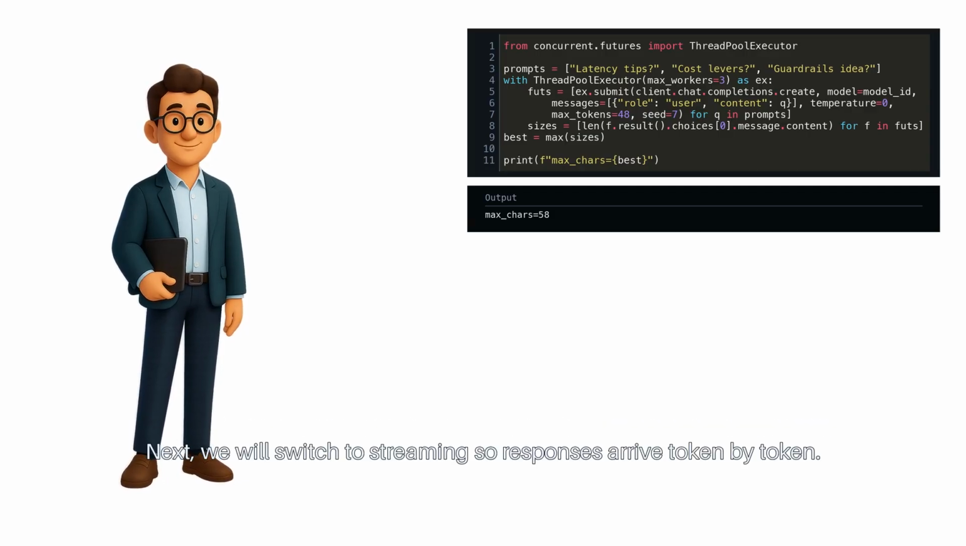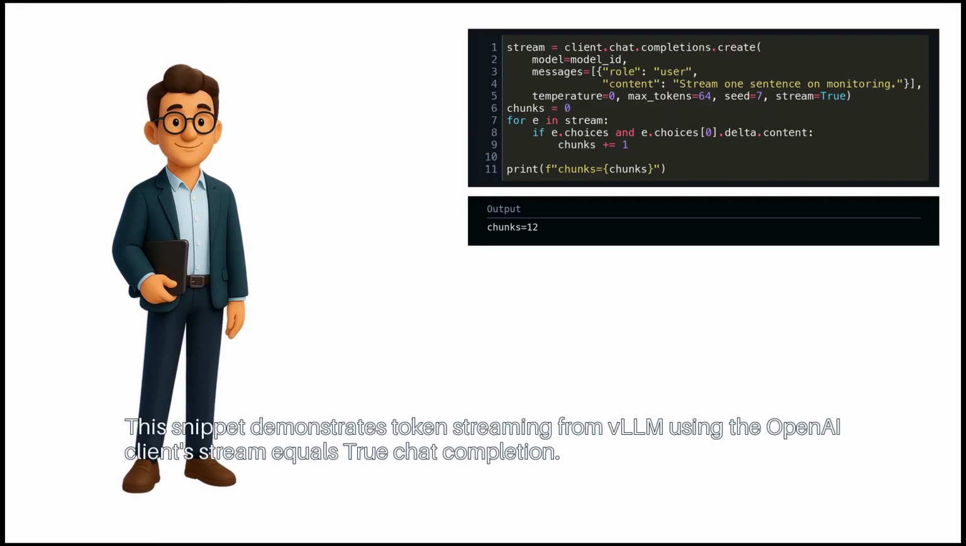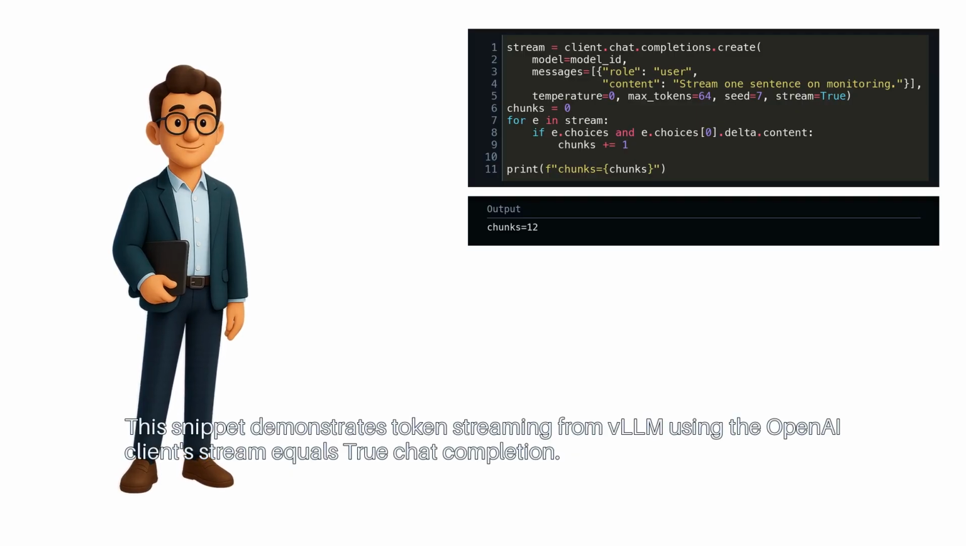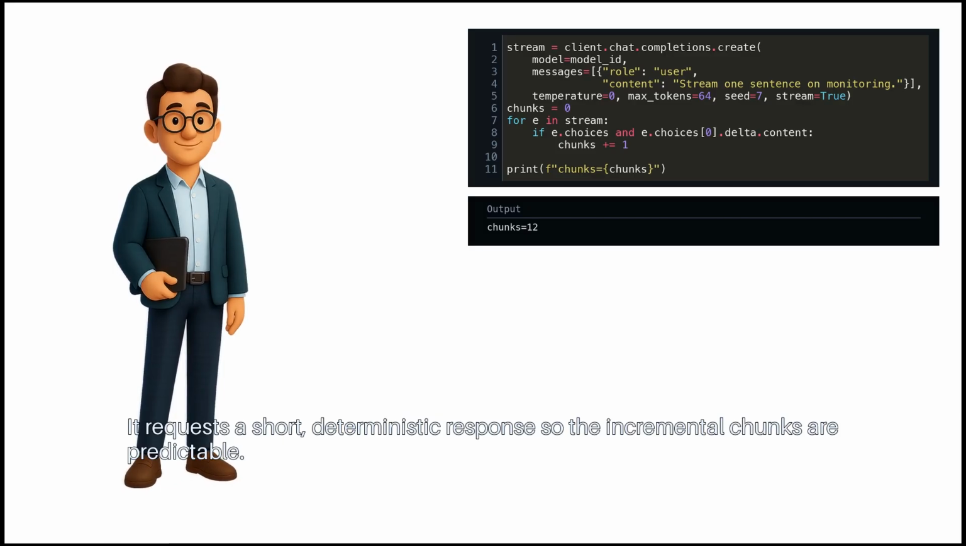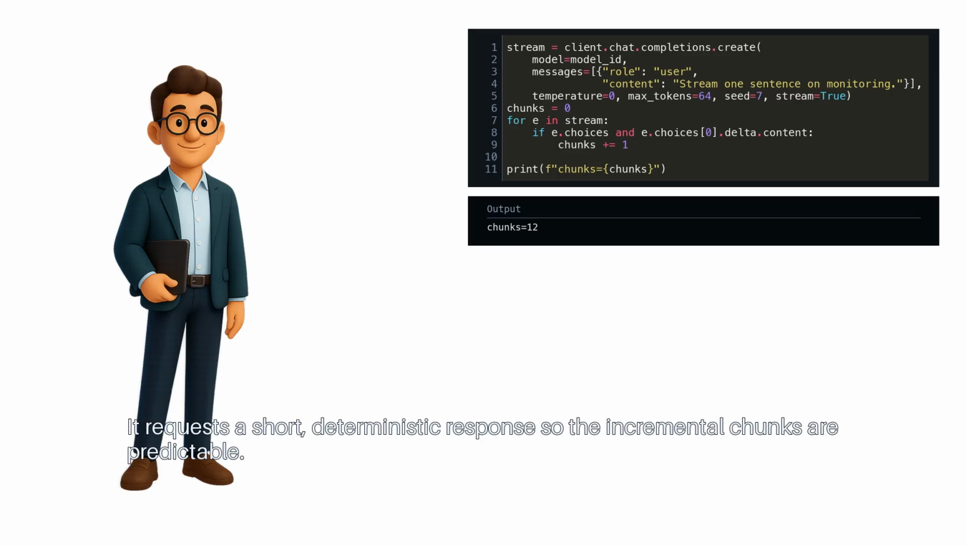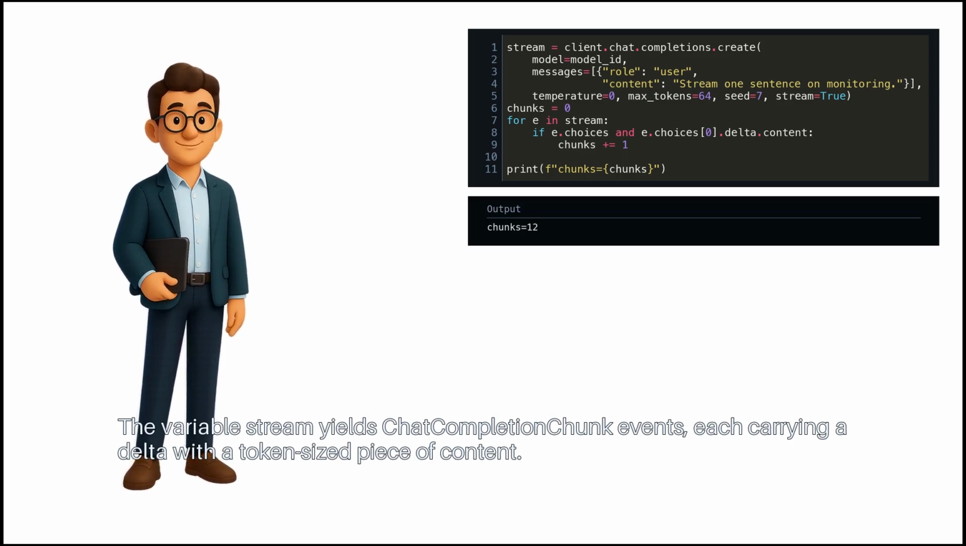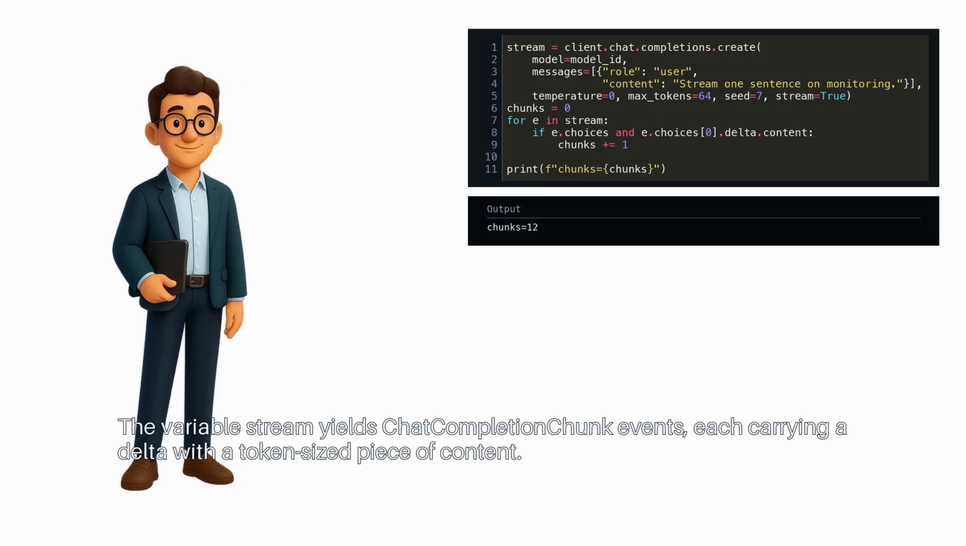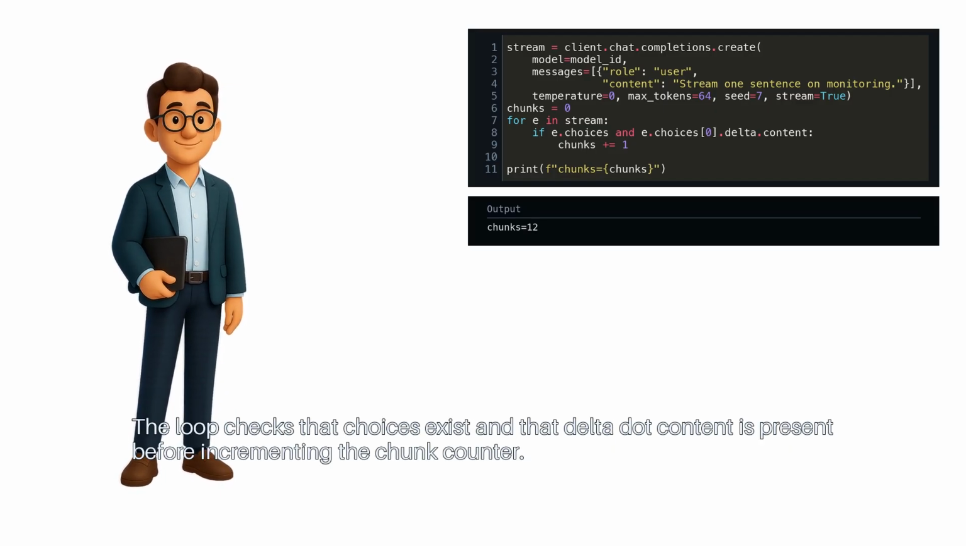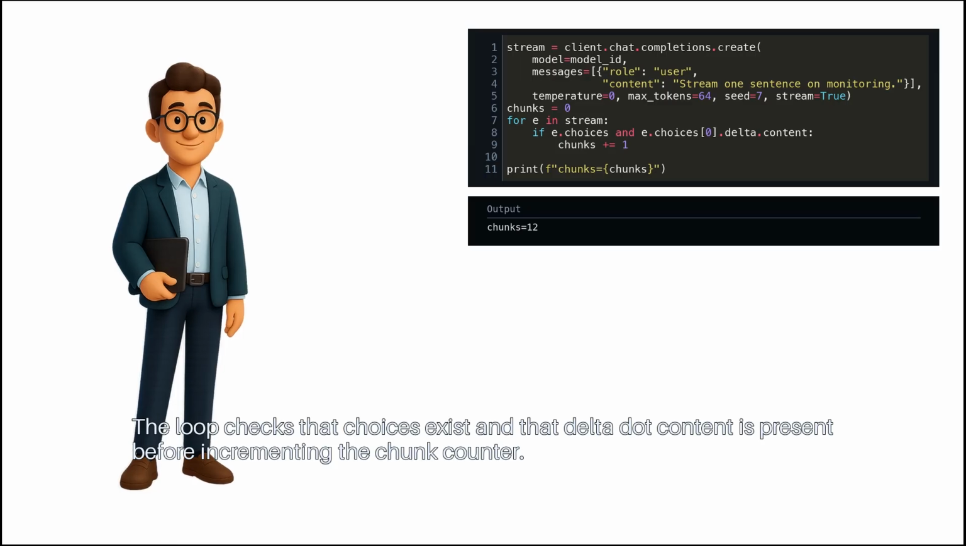Next, we will switch to streaming, so responses arrive token by token. This snippet demonstrates token streaming from vLLM using the OpenAI client with stream equals true chat completion. It requests a short, deterministic response, so the incremental chunks are predictable. The variable stream yields chat completion chunk events, each carrying a delta with a token-sized piece of content. The loop checks that choices exist and that delta.content is present before incrementing the chunk counter.